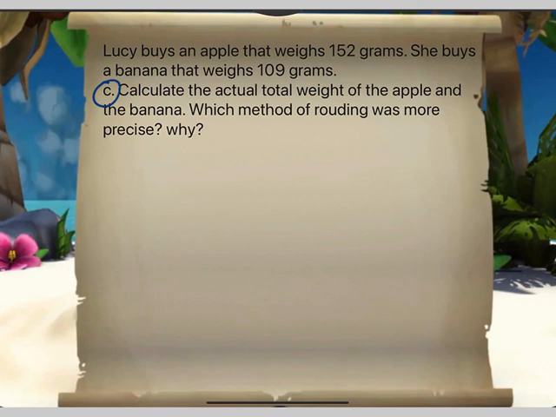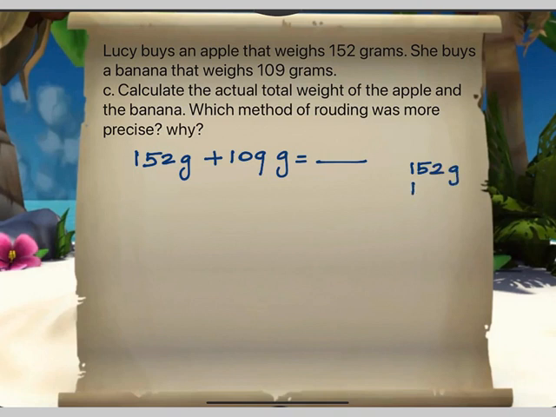Okay, now let's do the part C of the question. Calculate the actual total weight of the apple and the banana. Which method of rounding was more precise? Why? So to find the actual weight means the real weight. So we have to add the two numbers together. So when we add the two numbers together, we get 152 grams plus 109 grams equals what? So let us use the standard algorithm, which is the normal vertical method for addition.